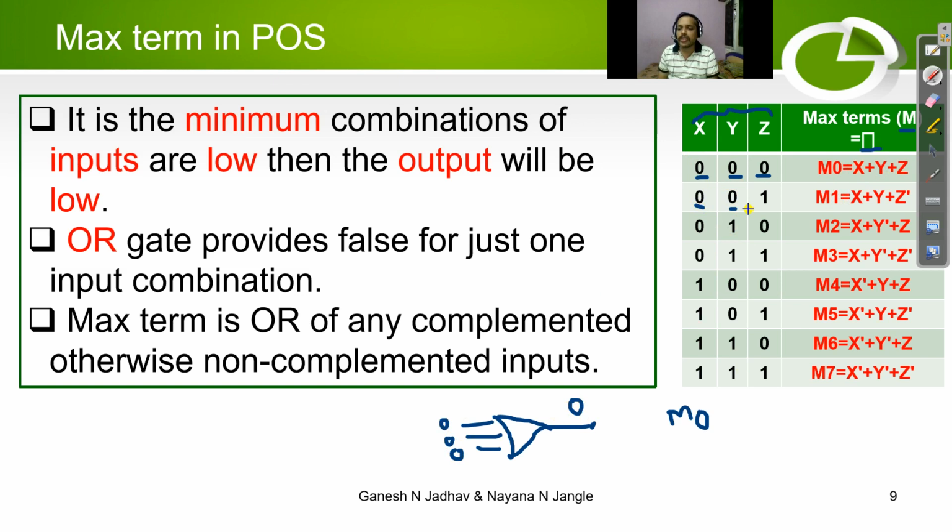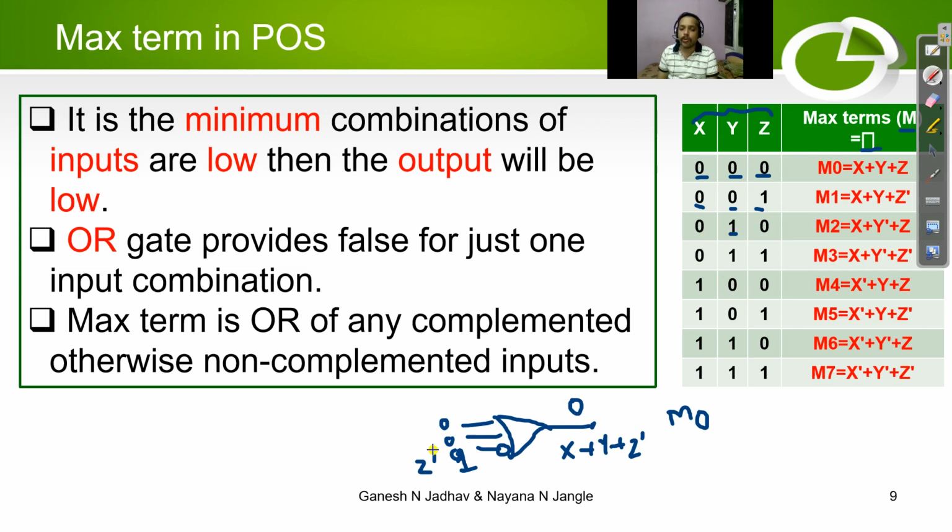Here it is 0, 0, 1. Now Z is equal to 1, the third input. As Z is equal to 1, the output will be 1, but I don't want output 1. I want the output 0. So what do I have to do? I have to take the complement of Z, making it Z dash instead of Z. Then only it will produce a 0. The term will be X plus Y plus Z dash. We take Z dash because Z is equal to 1, and we have to make it 0 to produce the output 0.